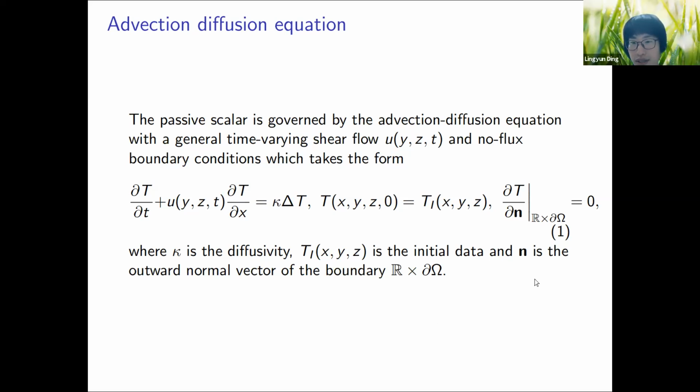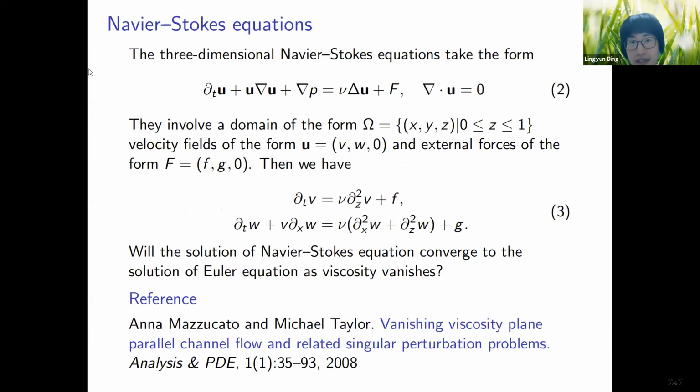The second application is that it also appears in the Navier-Stokes equation. We know the three-dimensional Navier-Stokes equation takes this form. And if we assume the velocity field takes this form, it only has the first and the second component, and the third component is zero. And also we have the external force. It takes this form. We only have the first and second component, and the third component is zero. So if we put these ansatz into the Navier-Stokes equation, we could obtain these equations. So we have an equation for V, and let's check the equation for W.